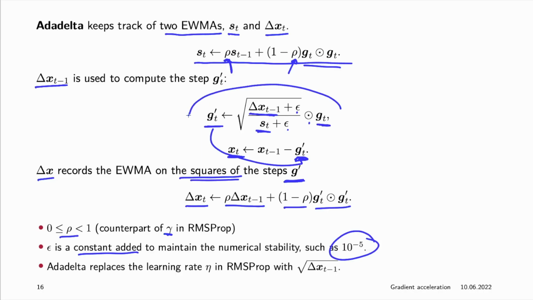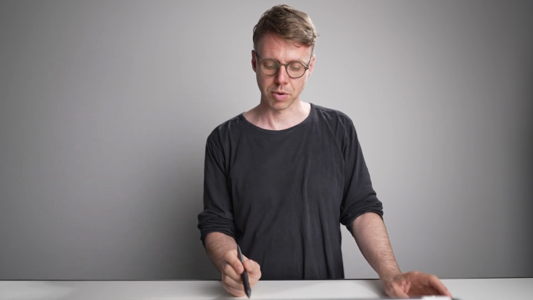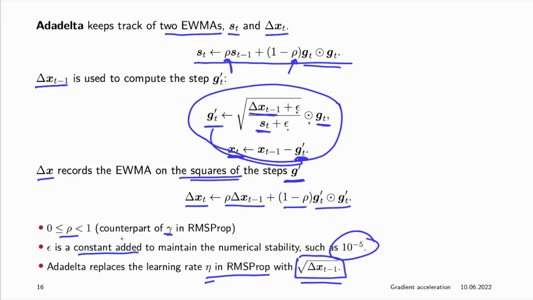Now one observation here is that this expression for the update doesn't contain a learning rate. However, the learning rate that we had in RMSProp, eta, has been replaced with the square root of delta x t minus 1. So it's an algorithm that tries to completely remove the problem of finding a learning rate, well, instead of still introducing a hyperparameter, so there is no free lunch.